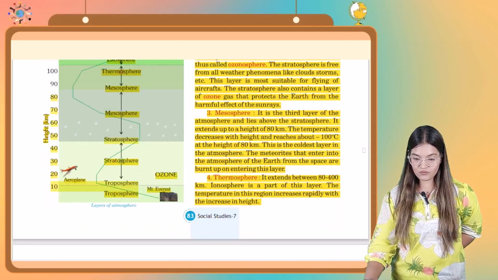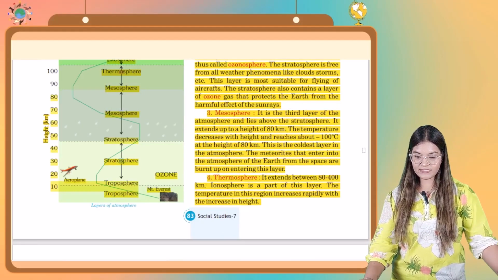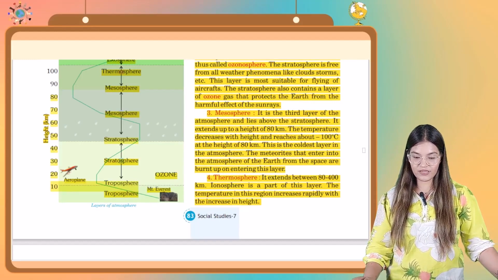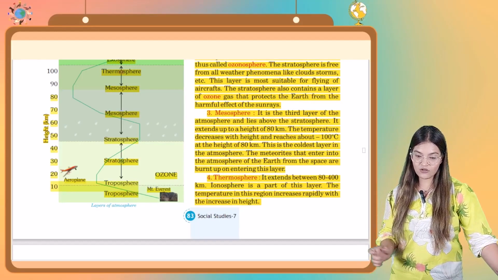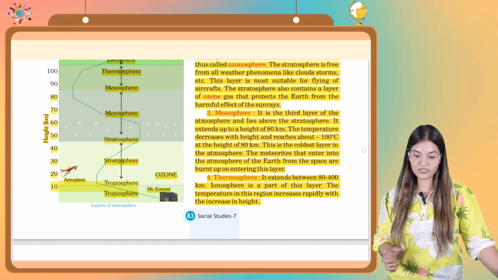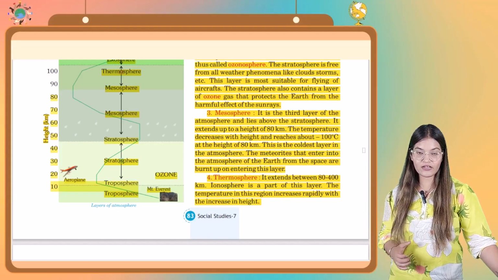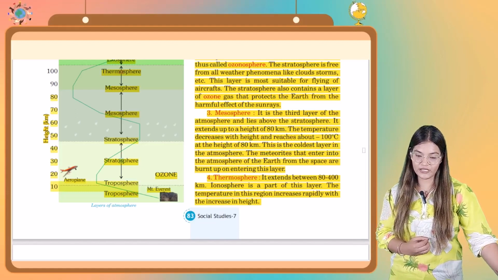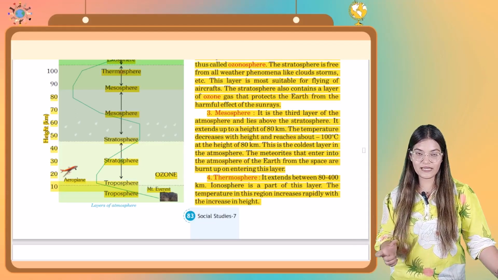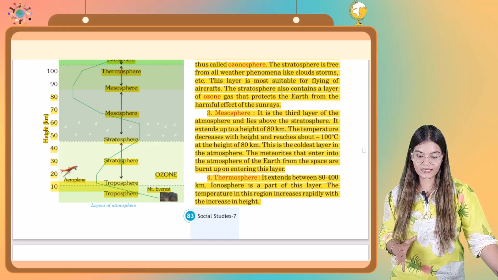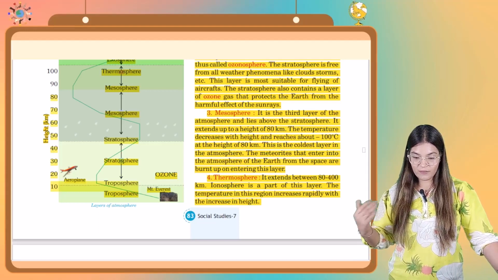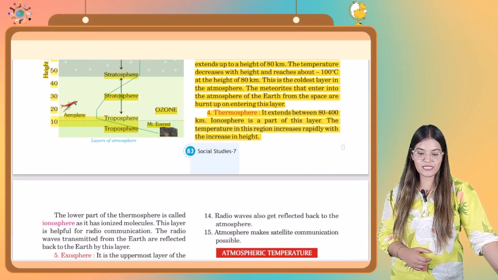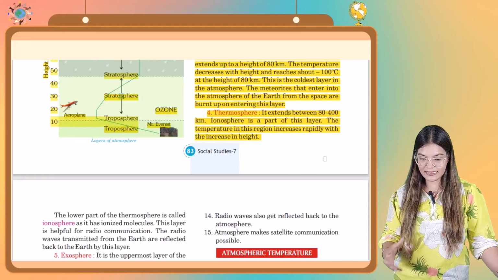Right, now move to the third part, mesosphere. It is the third layer of the atmosphere and lies above the stratosphere. It extends up to a height of 80 km. The temperature decreases with height and reaches about -100 degrees Celsius at the height of 80 km. This is the coldest layer in the atmosphere. सबसे ठंडा रहता है ये जो atmosphere है आपका. The meteoroids that enter into the atmosphere of the earth from the space are burned by entering this layer.